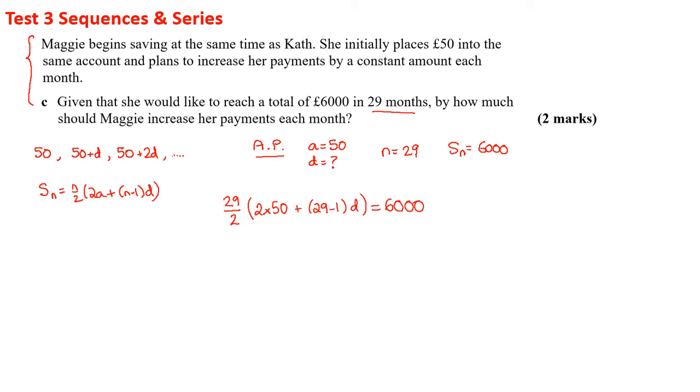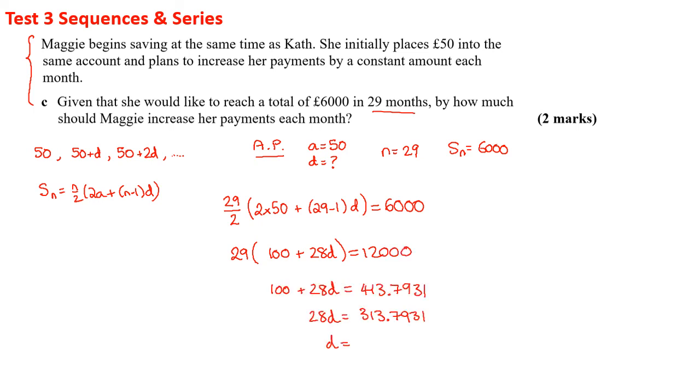Plug in everything we know. My first marks are just for plugging in these numbers into the formula, so I wouldn't worry too much about evaluating much at the moment, but I'm going to multiply up by 2 there. We have 100 plus 28d equals 12,000, and continue to solve it for that. And I get £11.21 for 2 marks.